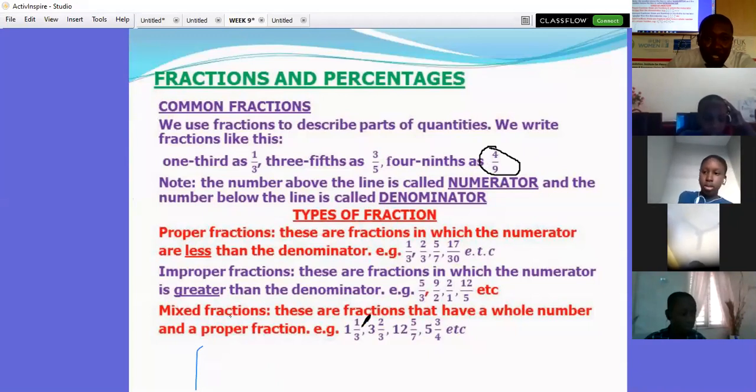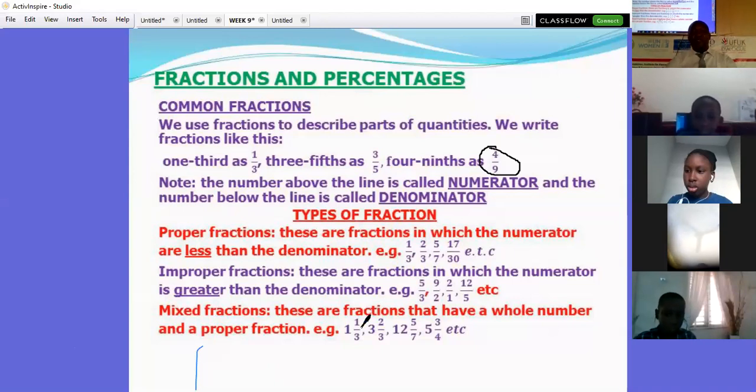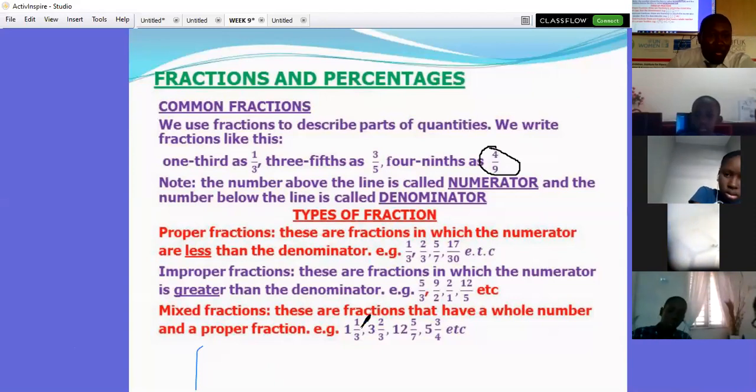The first we'll be looking at here is proper fractions. These are fractions in which the numerator is less than the denominator. As you can see, the numerators here are less than the denominators. So when we say 1/3, that's a proper fraction. 2/3 is also a proper fraction. And 5/7 is another proper fraction. 17/30 is another proper fraction, etc. Can anybody give me another example of a proper fraction?